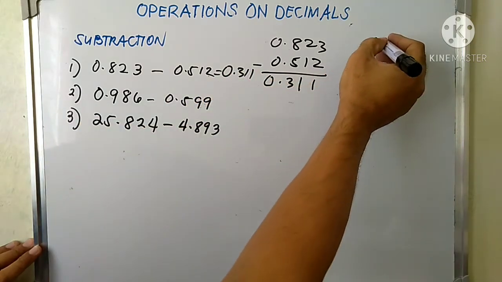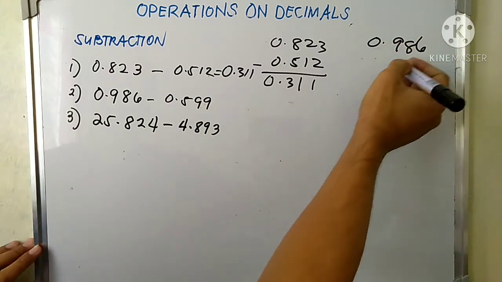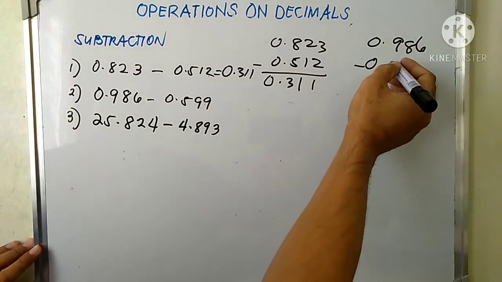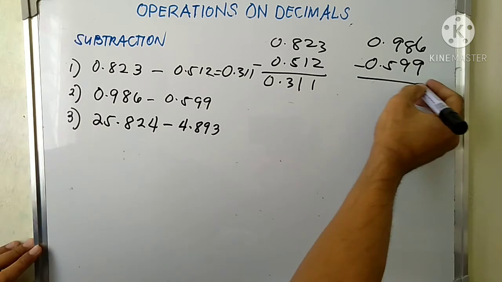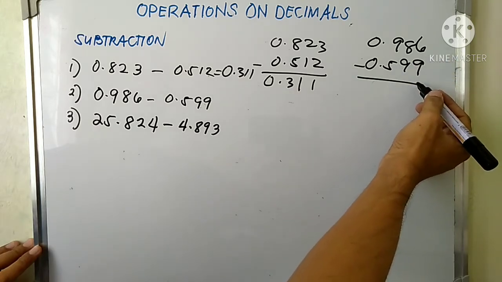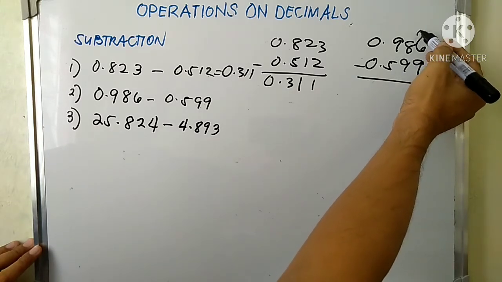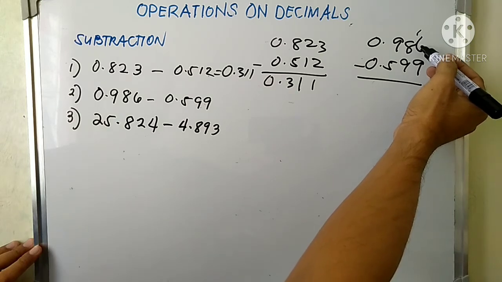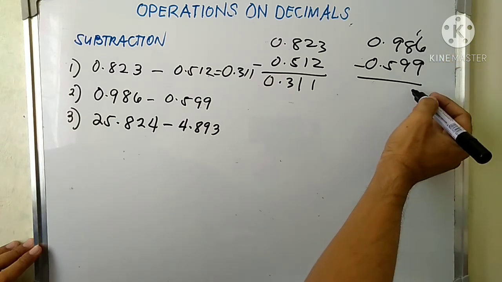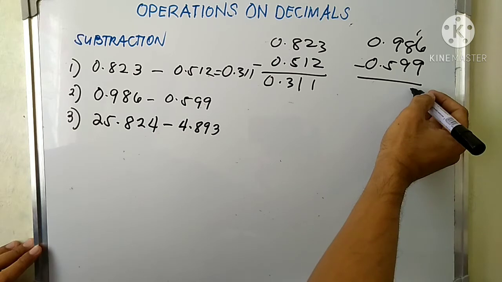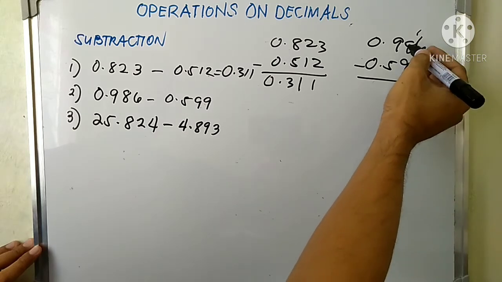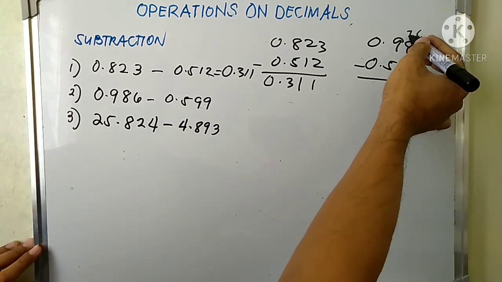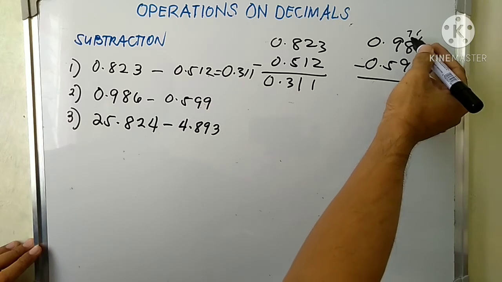Another, we have 0.986 minus 0.599. 6 minus 9 cannot be. We have to borrow 1 from 8. And we have now 16 minus 9. That is 7. And here becomes 7. Since we borrowed 1 from 8, what remains is 7.